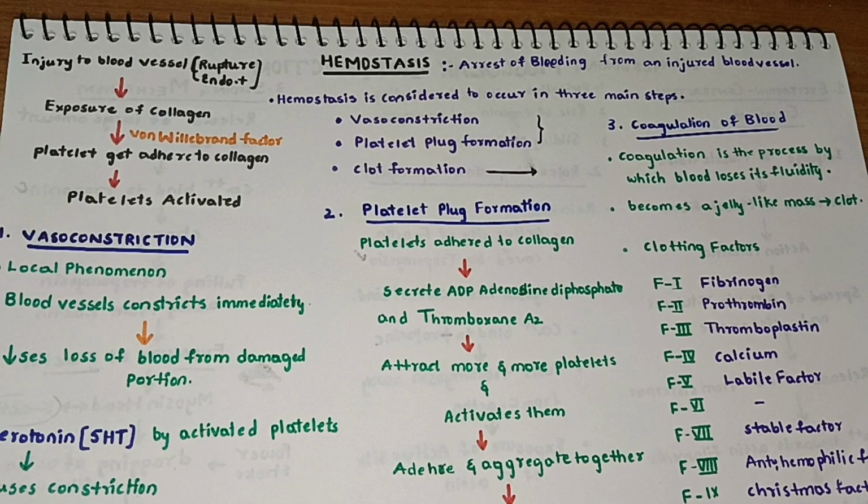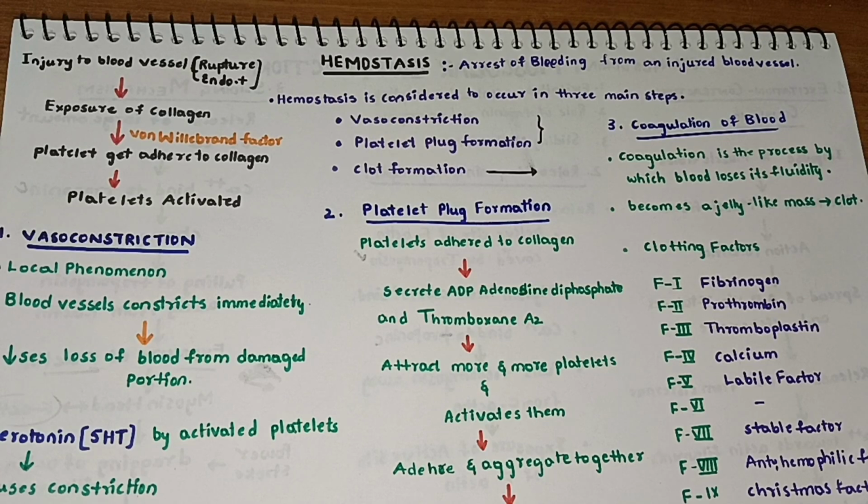Today we are going to discuss hemostasis. What is hemostasis? Hemostasis is defined as arrest of bleeding or stoppage of bleeding from an injured blood vessel. Say, if there is any injury to the blood vessel, it bleeds. After some time, the bleeding stops and clot formation takes place. That process is known as what?